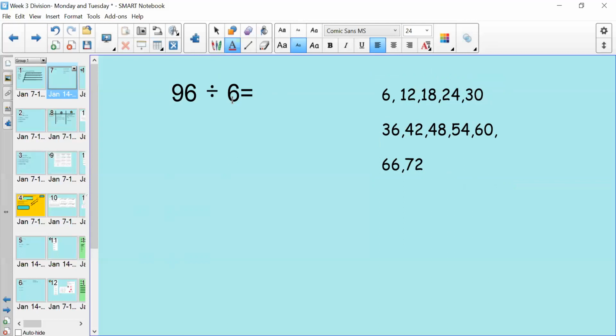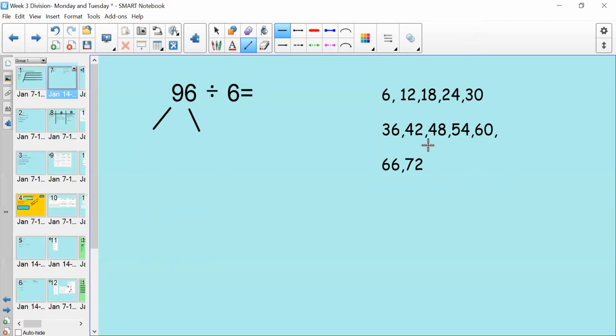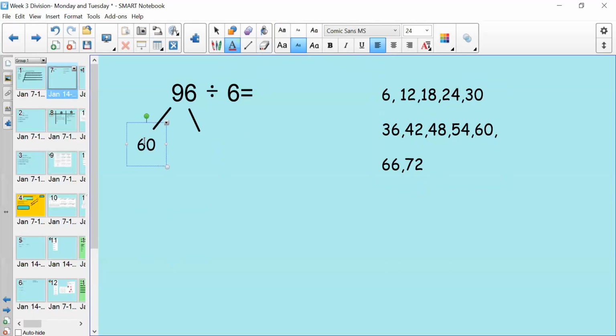Okay, so pause the video and see what you can do. Okay, so first step is to partition. Now if I look on the side, I can see that I've got all of these numbers that might help me to figure out what I'm going to partition into. So if I choose 60, and sometimes you might choose the wrong number, that's fine, you just try again. So I'm going to try 60, and then I know that 60 plus 36 is going to equal 96. So these are my two numbers that equal 96.